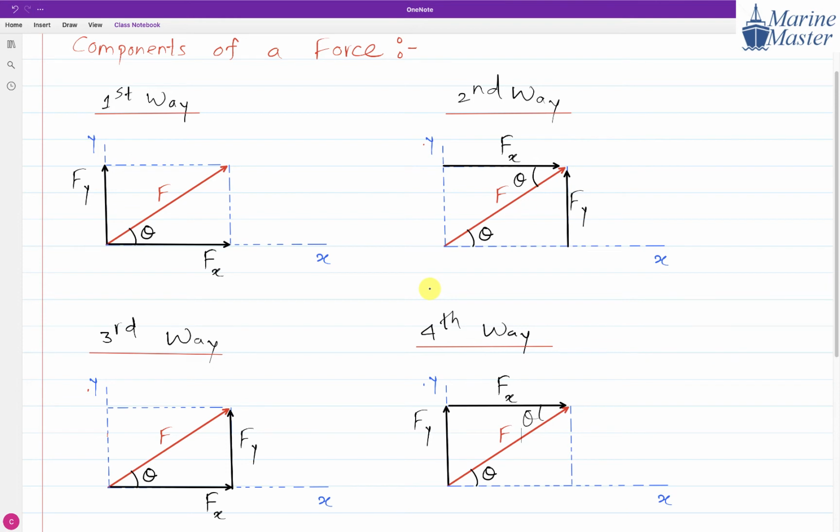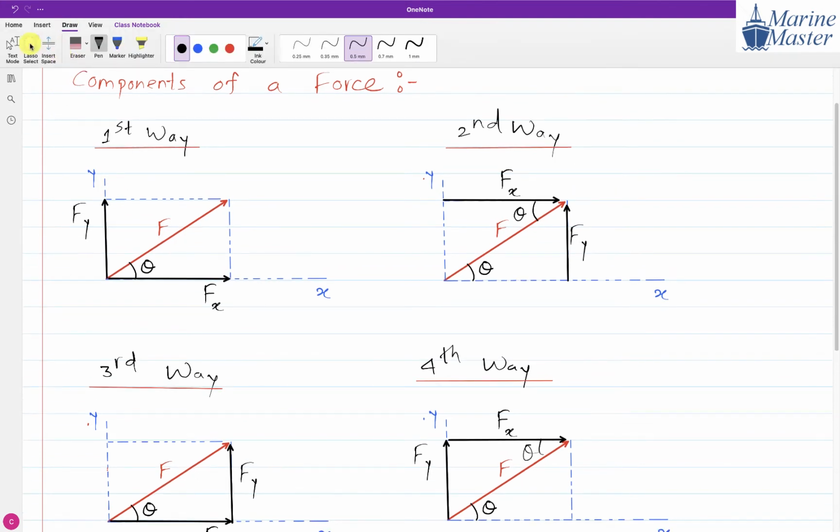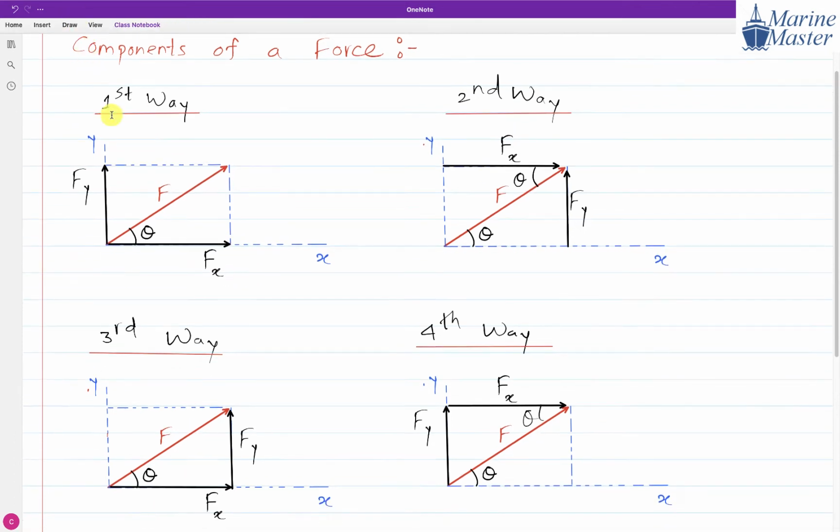Remember one point, the components should not be like this. Sometimes people may draw Fx like this. Don't draw like this. It must end here only. Sometimes people may draw like this. No, don't draw like that. It must end here only. Understood.